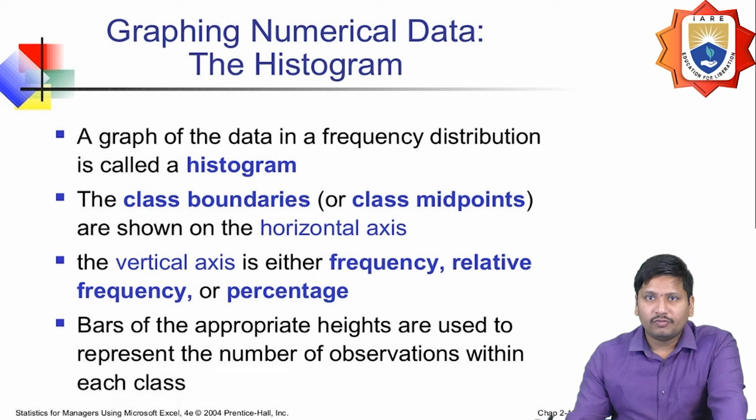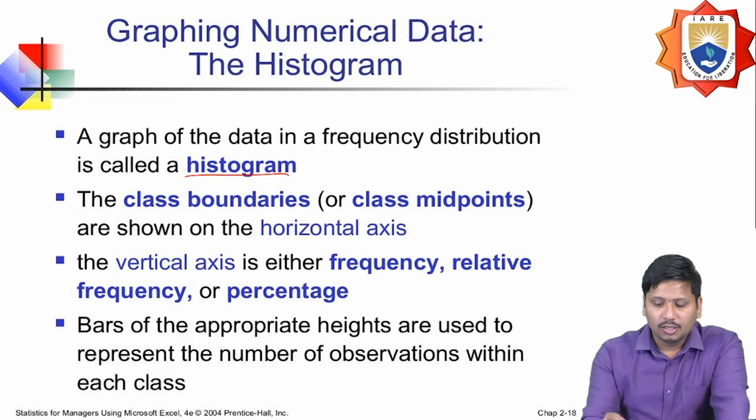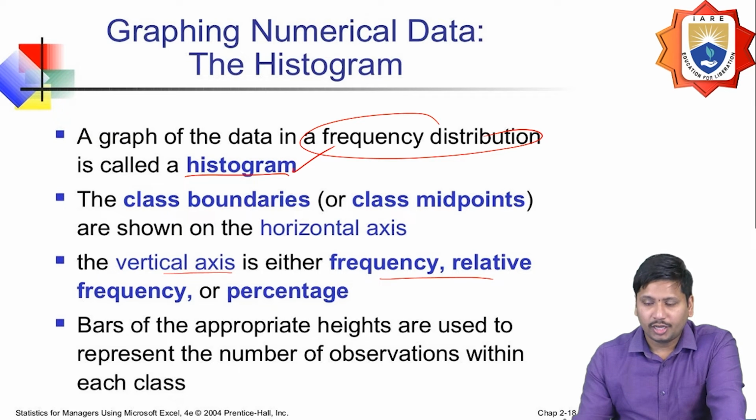The graph of the data and frequency distribution is called a histogram, and the class boundaries or the class midpoints are going to be shown on the horizontal axis, and the vertical axis should be either frequency, relative frequency or percentage. The bars of appropriate heights are used to represent the number of observations within each class. Right? So the frequency distribution is what you should be able to construct through a histogram. For constructing a histogram, what we need is class boundaries and class midpoints, and for the vertical axis I'm going to take frequency, relative frequency or percentage.